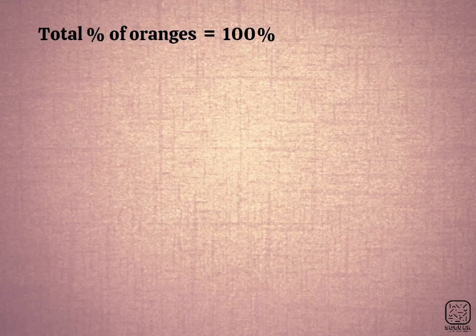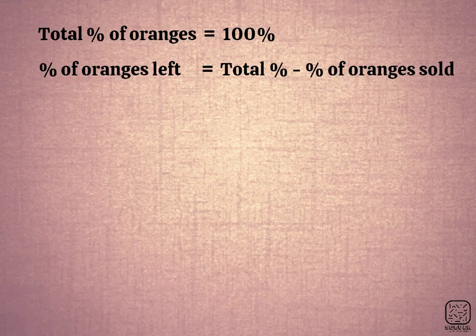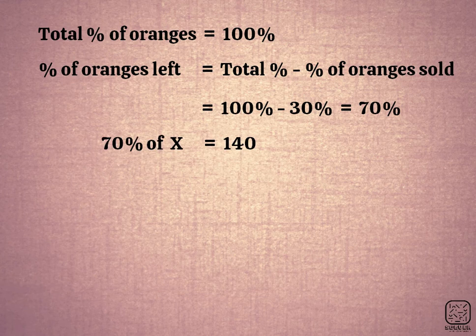What is the total percentage of oranges? 100%. We know the total percentage of anything is 100%. Now what is the percentage of oranges left? That is the total percentage minus the percentage of oranges sold. That is 100% minus 30% is equal to 70%. So 70% of oranges are left. And we know the number of oranges left is 140. So 70% of the total number of oranges, that is 70% of x, is equal to 140.